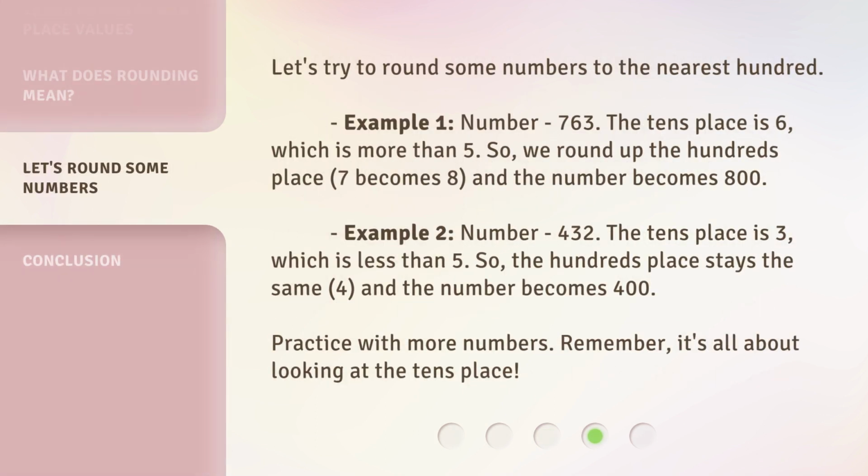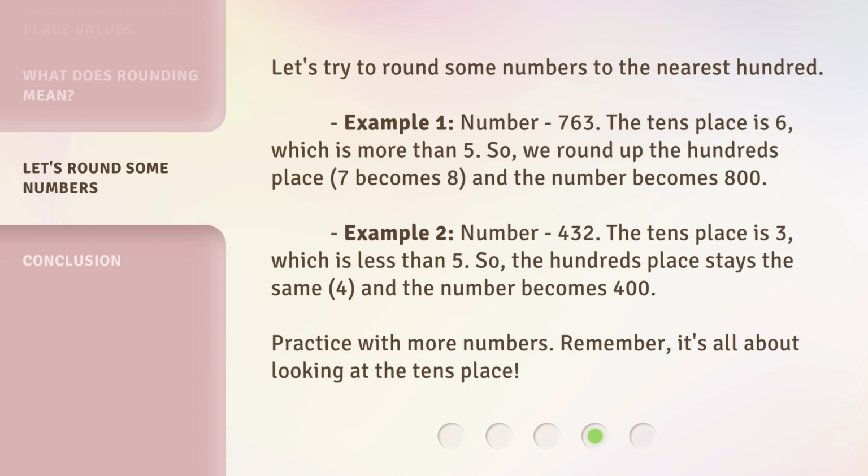Let's try to round some numbers to the nearest hundred. Example 1. Number 763. The tens place is 6, which is more than 5. So, we round up the hundreds place, 7 becomes 8, and the number becomes 800.